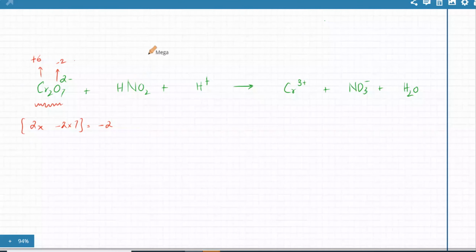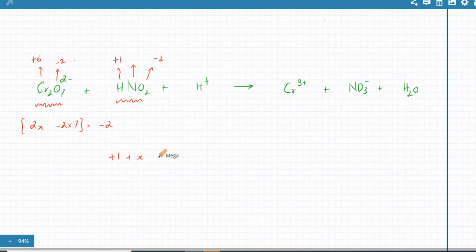Similarly, can you try and find, I mean, you know what H is? That's plus 1. You know what O is? That's minus 2. Take N as X and try and figure out what N would be. It's 3. Okay, so you're getting 3. So it's plus 1 plus X, and oxygen is minus 2, and there are two of them, so that's minus 4, and the total charge is 0. You solve this, and this comes out to be 3.